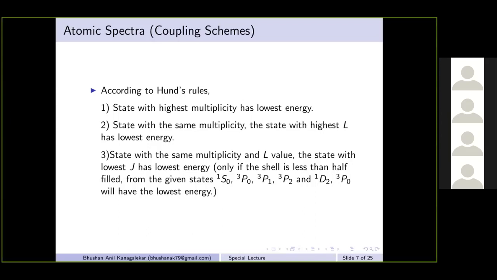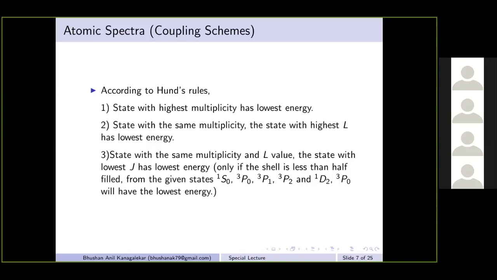So for 2P1/2 and 2P3/2, two states are there in the sodium atom. It is less than half filled, so 2P1/2 will be lower in energy. If the case is for chlorine 17, where the shell is more than half filled, then 2P3/2 will be lower in energy.